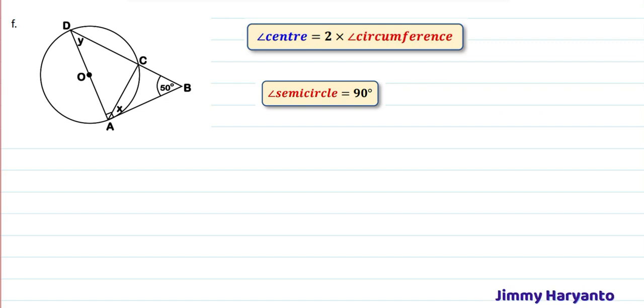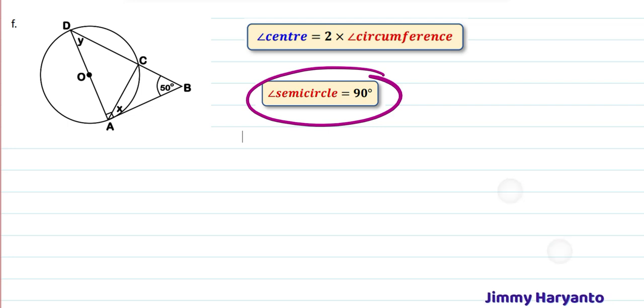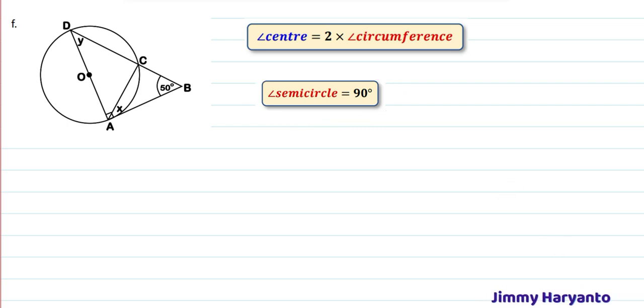Okay, for this one, I think we can find this angle. Do you know what is the measurement of that angle? I will give you some time to think. Tick tock, tick tock. Okay, time is up. That one is 90 degrees. Do you know why? Because that is the semicircle angle.